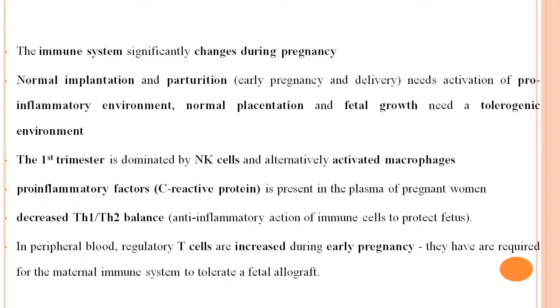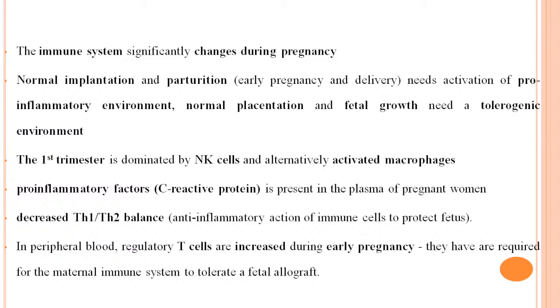Then I have said that normal placentation, in the middle of the pregnancy, needs a tolerogenic environment. It means that the amount of pro-inflammatory and anti-inflammatory substances must be the same. So we can observe a decreased Th1 to Th2 balance, when anti-inflammatory action of immune cells is observed. It is used to protect the fetus against pro-inflammatory mechanisms of the mother's immune system.